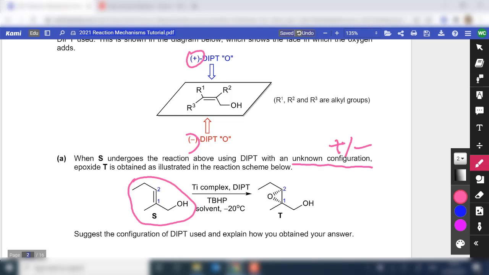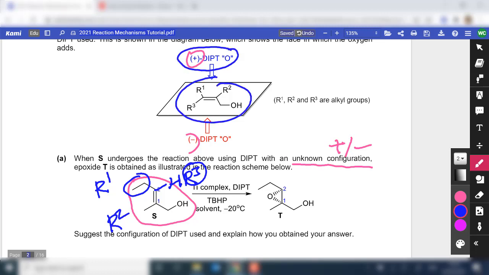Okay, so if you actually try to fit S in, you realize that over here your R3 is actually your H. So this is your R3. So the H here is actually your R3. And then your R1 is this ethyl group, and your methyl group is R2. And that will mean that in order to deliver the oxygen from the bottom, if you just use this particular model, because you need to do a bit of flip, you need to flip S to fit to this particular model, then you actually have to use plus DIPT.